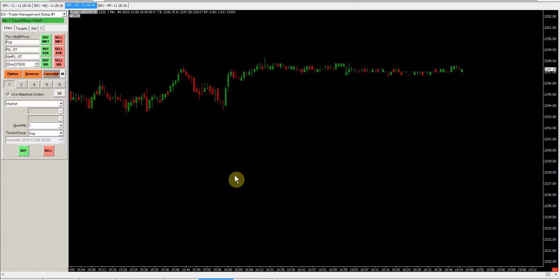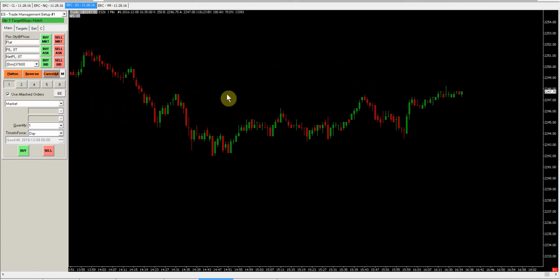This is the old contract, ESE6, so we're rolling over tomorrow. You'll sometimes see a little notification flash up on the screen: "Symbol needs rollover." We can just safely ignore that one, since this is just for demonstration purposes. I wanted to show you a chart.